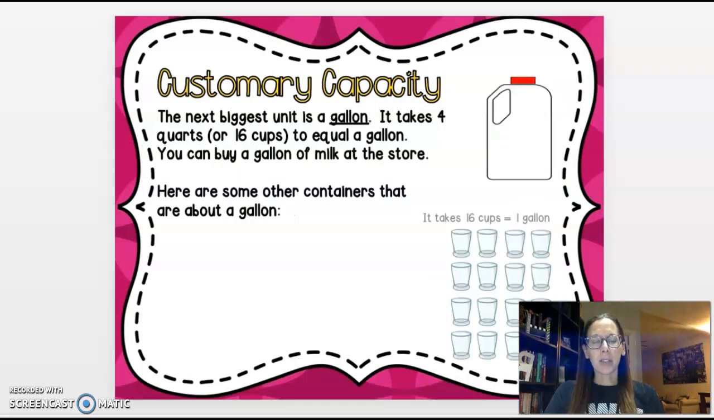The next biggest unit is a gallon. It takes 4 quarts or 16 cups to equal a gallon. You can buy a gallon of milk at the store.